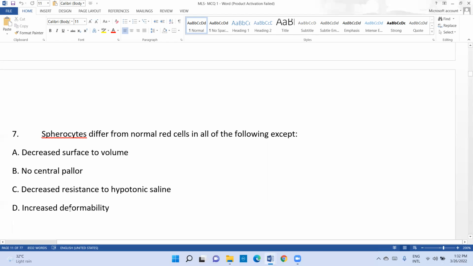Deformability means the ability to go through small blood vessels. When a red cell is a flat, normal biconcave shape, it can bend and easily go through small blood vessels. But if the red cell is like a ball, it cannot deform, it cannot bend and go through. So the answer here is D.